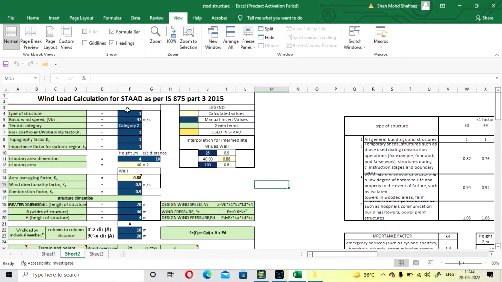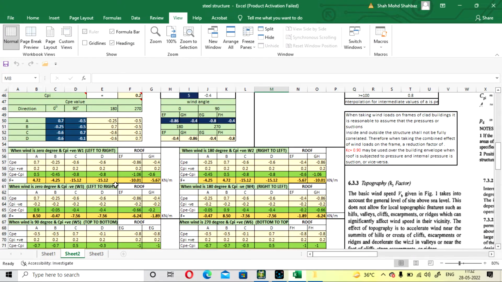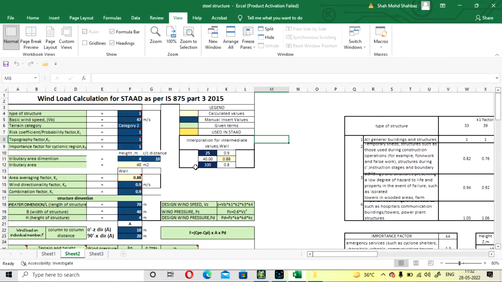So first we have to find out all the values that you have to insert for the calculation of your wind loads. So in blue boxes, if you see here, these blue boxes you have to fill manually. After that it will calculate all the forces that is coming on the structure in all the directions. So in yellow boxes the value will be given which is used in STAAD. You can also use it in Tekla if you want. Okay, so first we have to mention our type of structure.